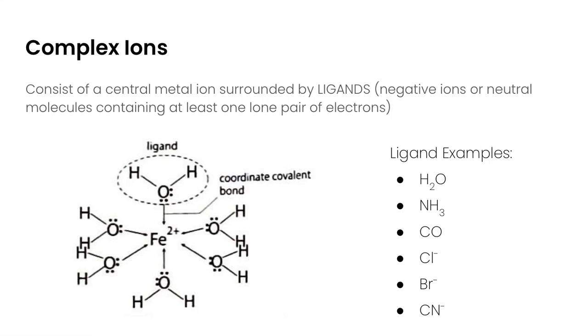In this video, we're going to take a look at how transition metal ions can form complex ions with various different ligands. Okay, so what does that all mean? Well, complex ions consist of a central metal ion. So in our example here, we have Fe2+, which is our central metal ion, and it's surrounded by ligands.